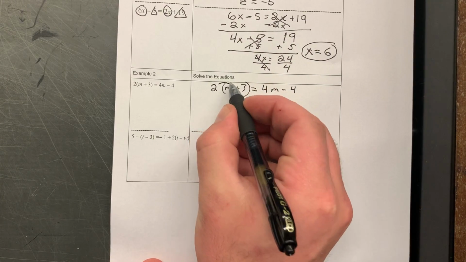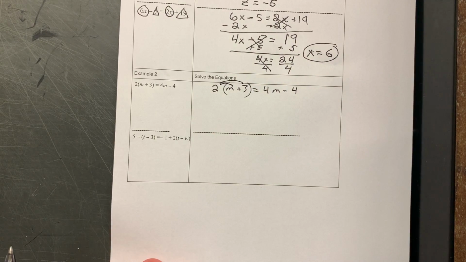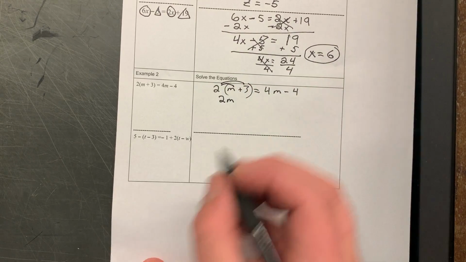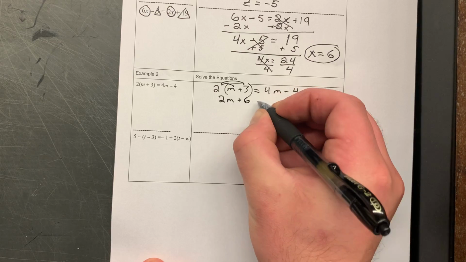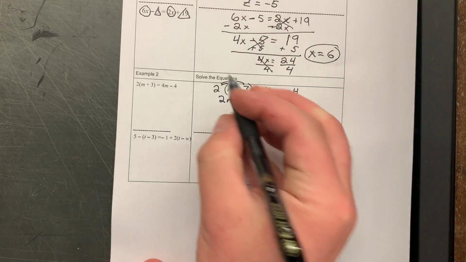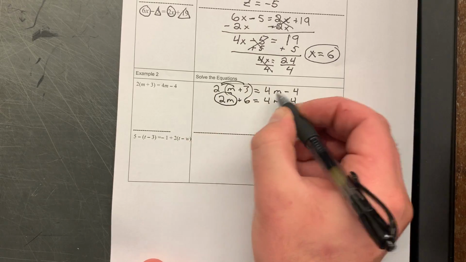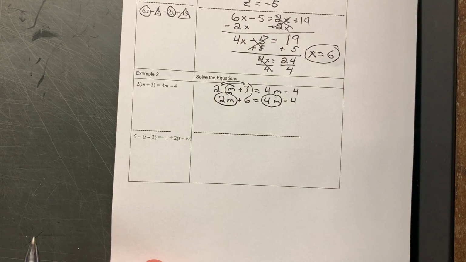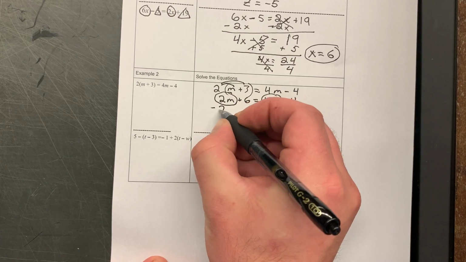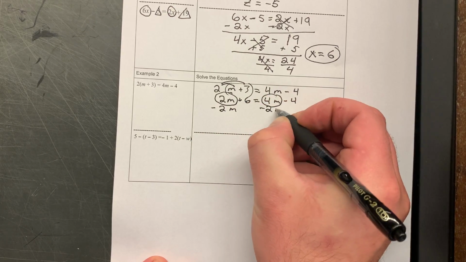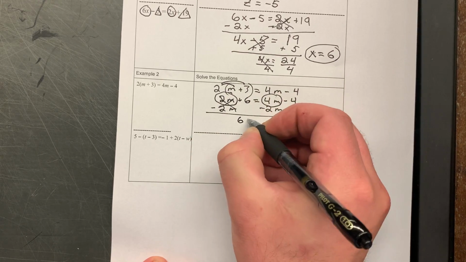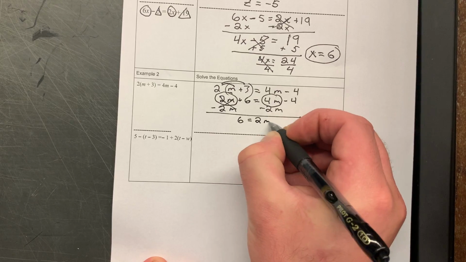We're going to distribute this out. 2 times m gives me 2m. 2 times 3 gives me 6 equals 4m minus 4. I'm going to combine my like terms now. I have 2m and I have 4. I don't want to deal with negatives, so I'm going to take the smaller one away from the larger number. So I need to minus 2m from this side. These cancel out. I'm left with 6 equals 2m minus 4.